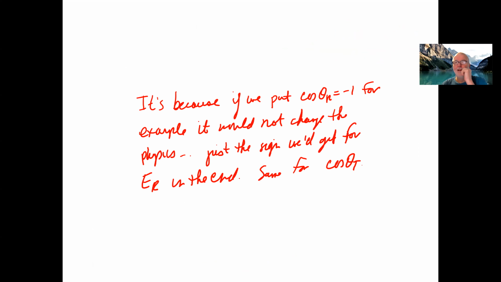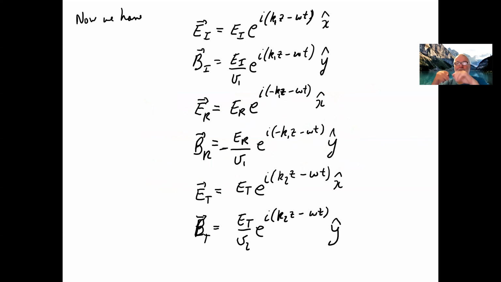It's because if we put cos theta R equals minus 1, for example, it would not change the physics, just the sign we'd get for ER in the end, and the same for cos theta T. Okay, so now I get rid of the sine theta terms and set all the cos thetas equal to 1. I have the formulation that Griffiths starts with in section 9.3.2, okay? And that is EI is equal to EI e to the i (K1 Z minus omega T) times X hat.